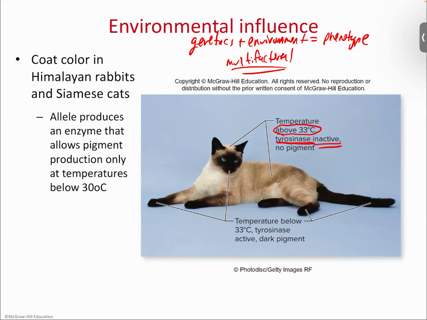That means you're not going to be making melanin. As a result, in those areas of the body, you don't have a lot of pigment deposition. So the result is lighter colored fur. That's the creamy sections of the Siamese cat. In areas that are below, or cool areas, so this is hot, and these are the cool areas, then if it's below 33 degrees C, tyrosinase becomes active, and then you get deposition and creation of melanin. And then that results in these dark areas.